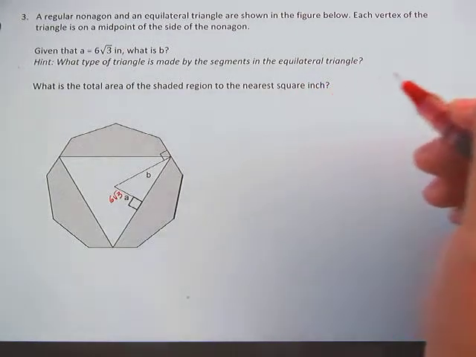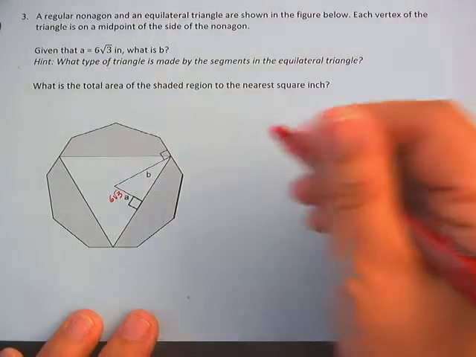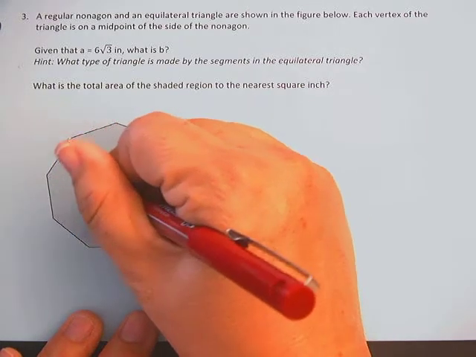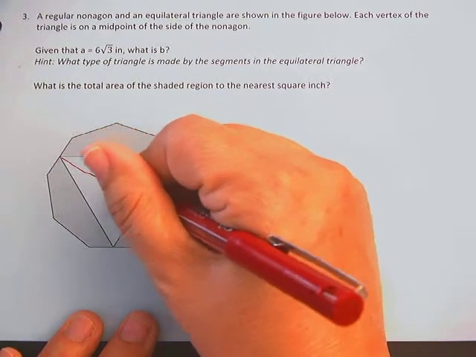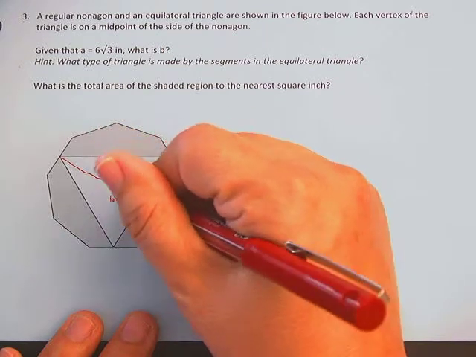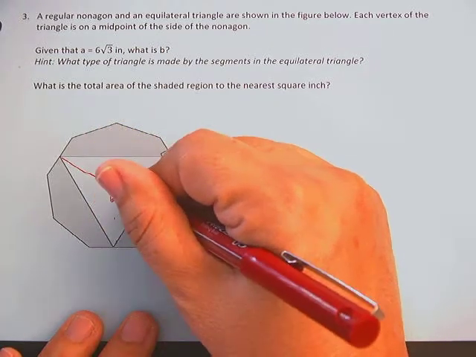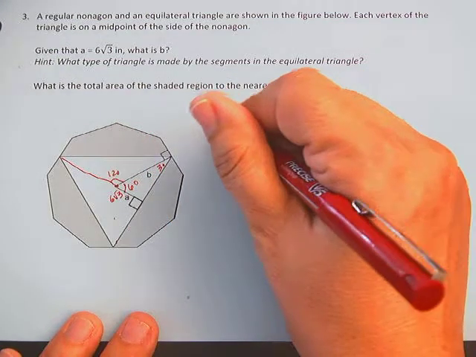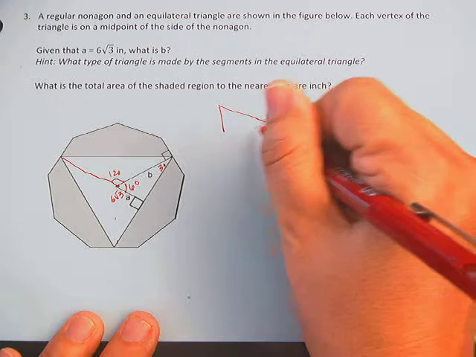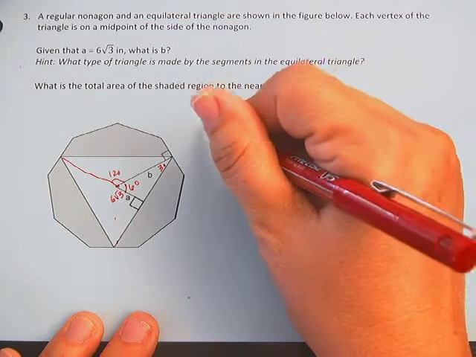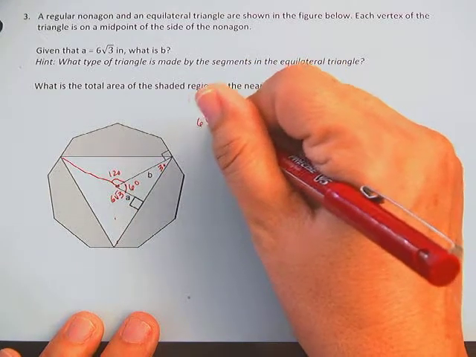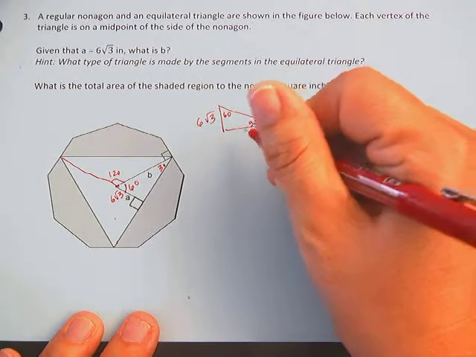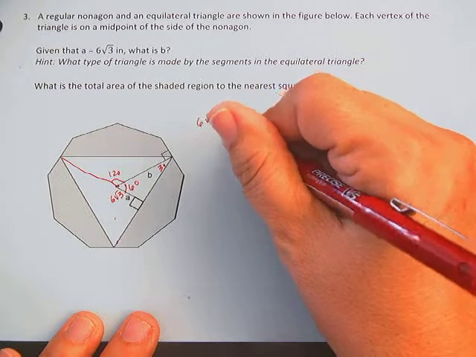All right, so on this problem, I know that this is the central angle on an equilateral triangle, it's 120. And when I cut that in half, for this piece, that's going to be 60. So that's 30. So I have a 30, 60, 90 triangle here. So let me go ahead and draw it. I'm going to put my 6 square root of 3 here. Here's my 30, my 60, and there's my 90.